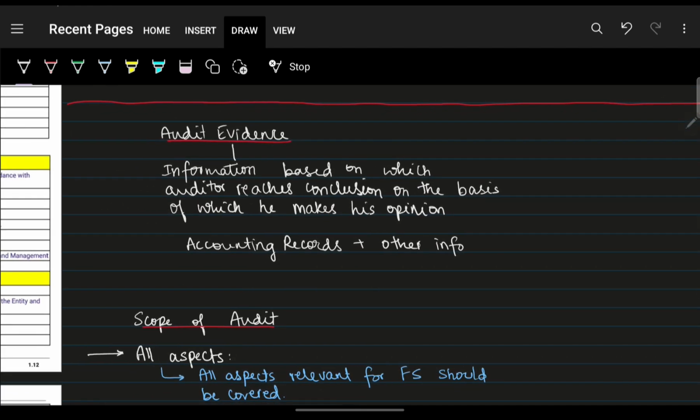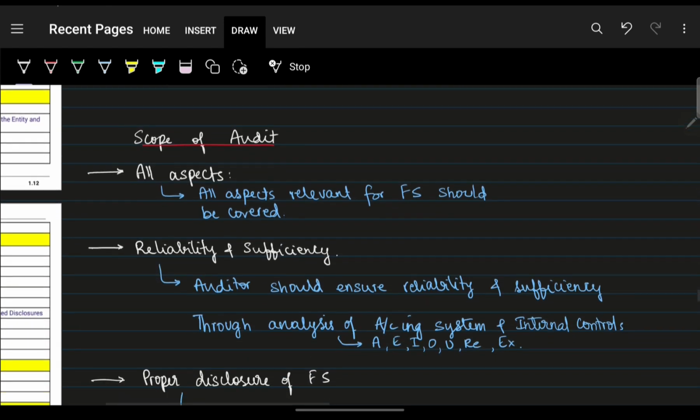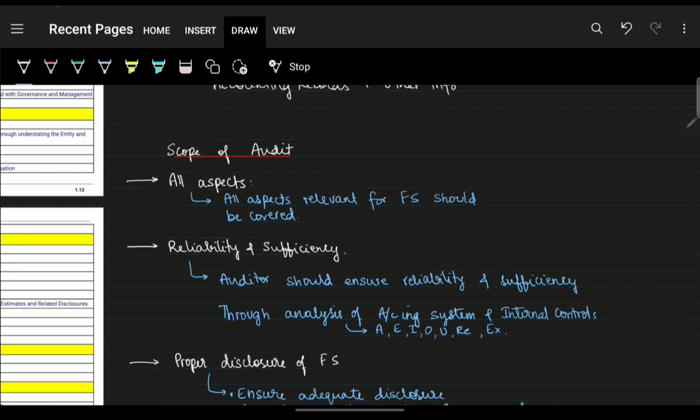We can keep on writing the accounting records and other information. What does accounting records include? The journal entries, the ledgers, the invoices, basically multiple things. Whatever you used to do the accounting, that only is the audit evidence here. Next, this is very important: scope of audit. This is very, very important.